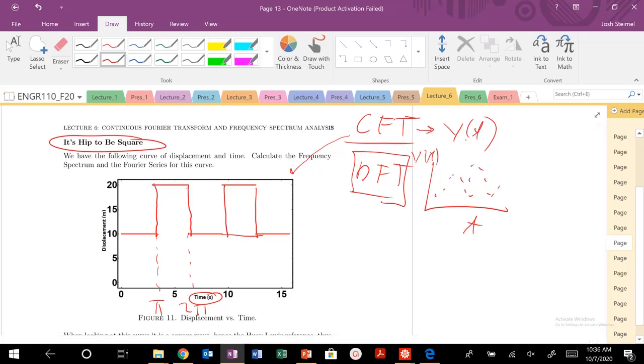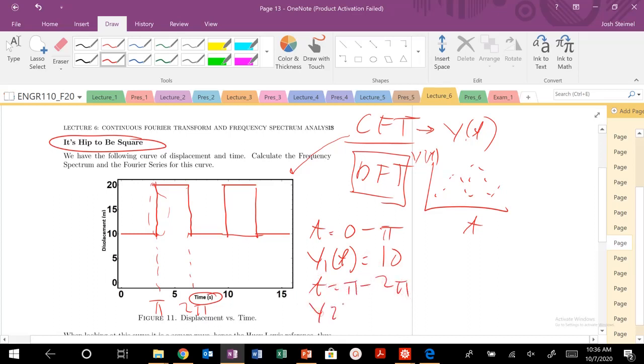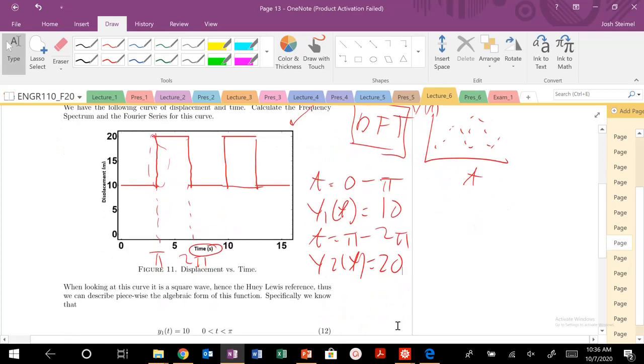Can we describe this equation algebraically? You might be concerned about this discontinuity here, but we could describe it piecewise. From a time value of 0 to pi, I'm going to call it y sub 1, a function, which is going to be equal to just 10. And for times from pi to 2 pi, my y2 of t is going to be equal to 20. So that's it. And then the pattern repeats.